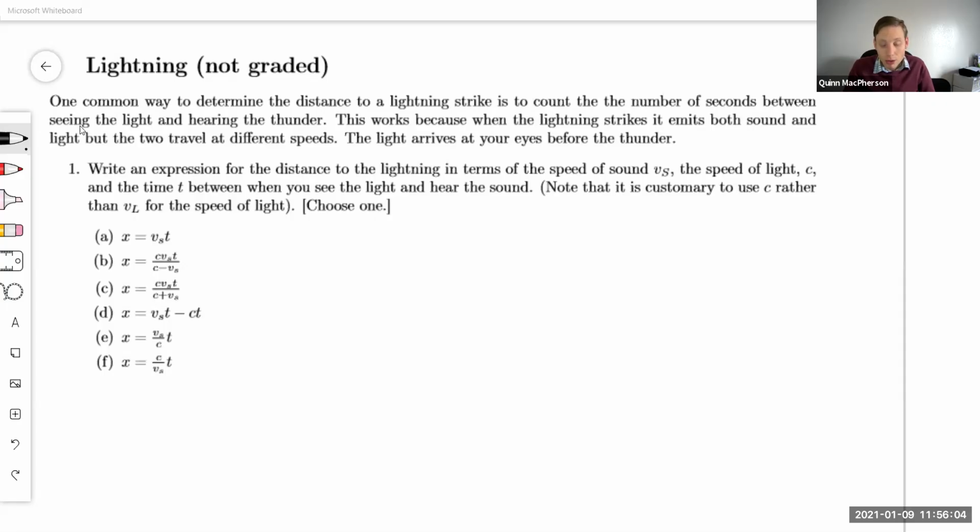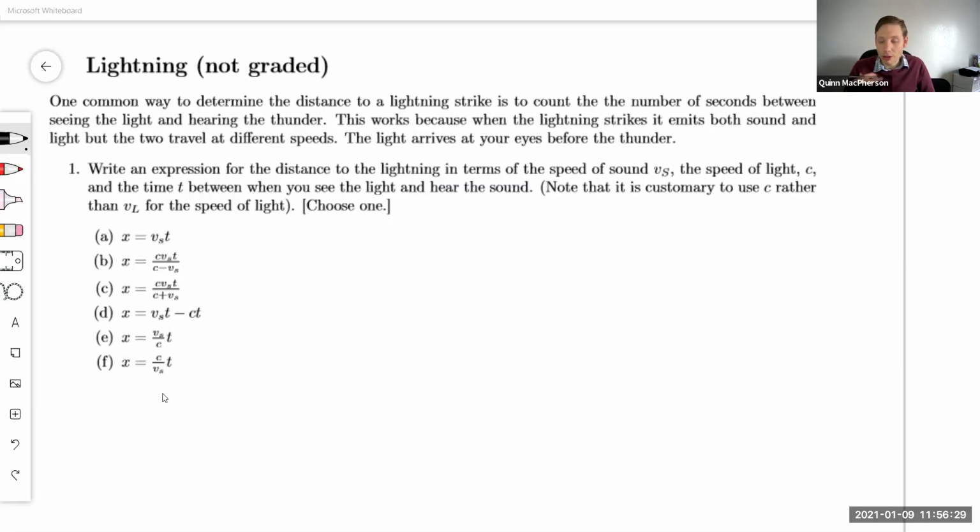The first part of this question asks us to write an expression for the distance to the lightning in terms of the speed of the sound, Vs, the speed of the light, C, and the time T between when you see the light and hear the sound. And we're given several options: A, B, C, D, E, F.